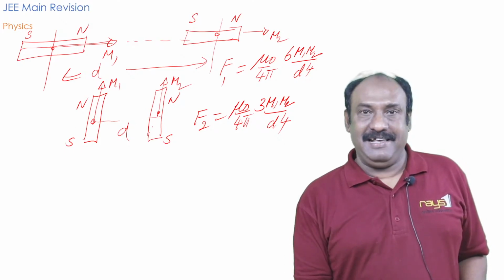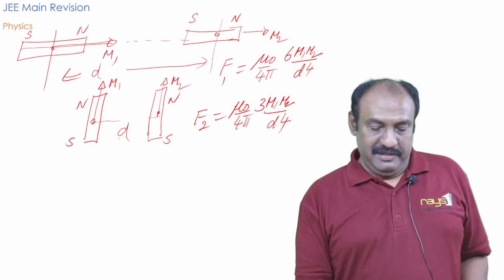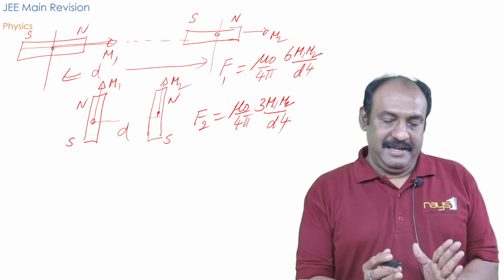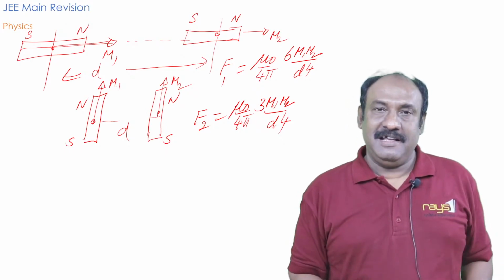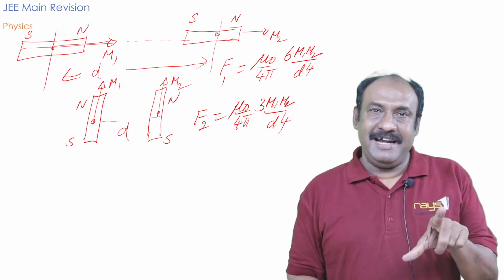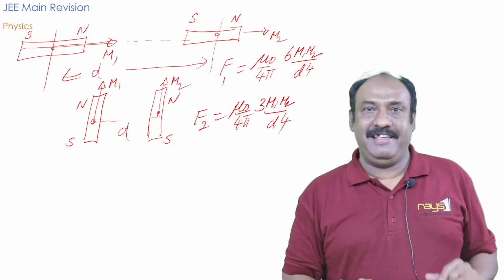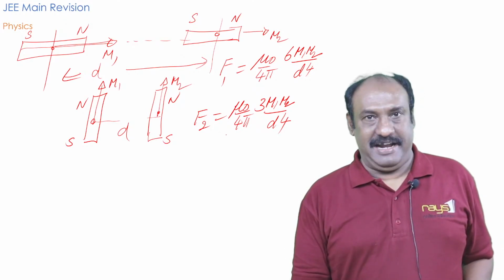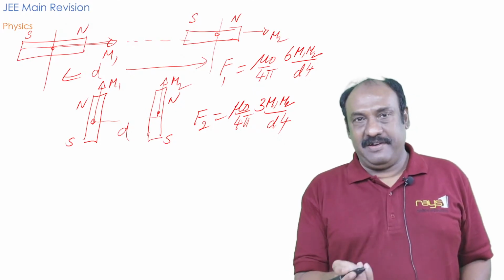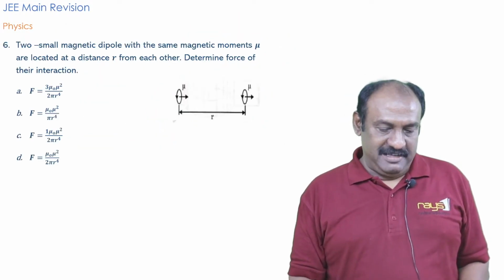In the second case, if these two are N and S in the same plane, opposite to each other, then there will be a force of repulsion. For one magnet N and S, for another magnet S and N, then there will be a force of attraction. The magnitude is the same, but the direction of the net force will be different, reversed. So on that basis we take the answer.